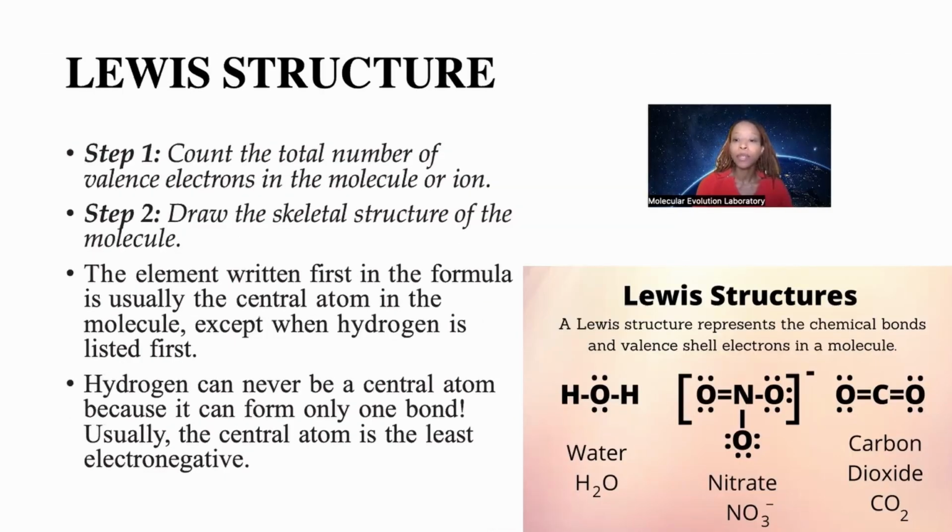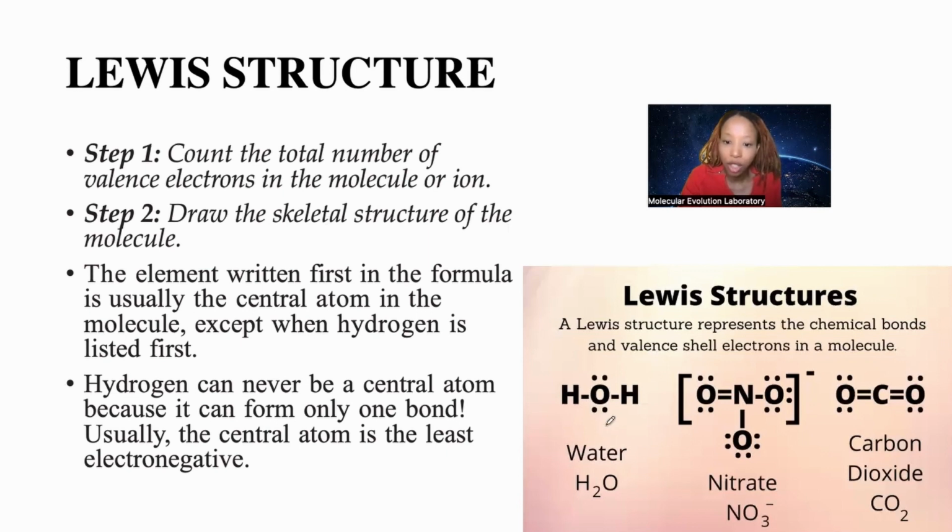So the Lewis structure represents the chemical bonds and valence electrons in a molecule, as we've discussed before. To write the Lewis structure, you count the total number of valence electrons in a molecule or ion. You draw the skeletal structure of the molecule. The element written first in the formula is usually the central atom, except when hydrogen is listed first, because hydrogen can never be a central atom since it can only form one bond. Usually the central atom is the least electronegative.